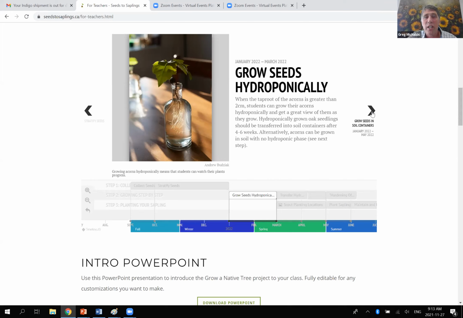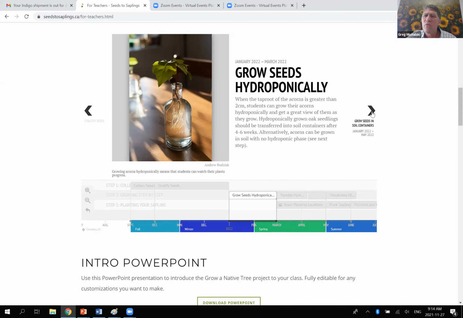That's one of the real advantages to growing a couple of the acorns hydroponically: kids can see measurable root growth from one day to the next. They can see the roots growing in the water, and it looks kind of cool. We found that the kids really love the hydroponic growth because it's so visual.